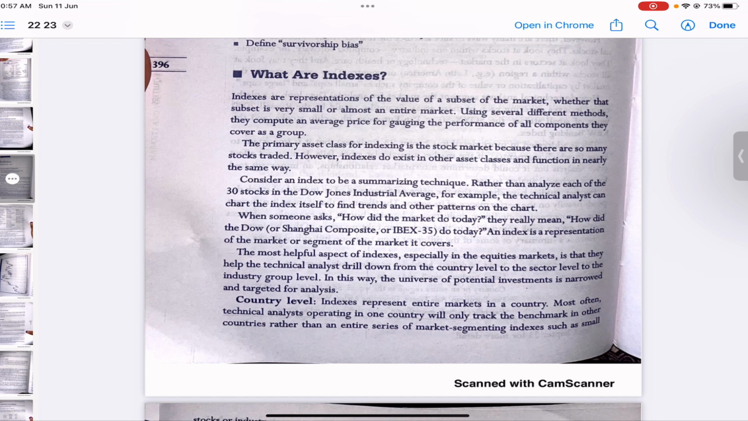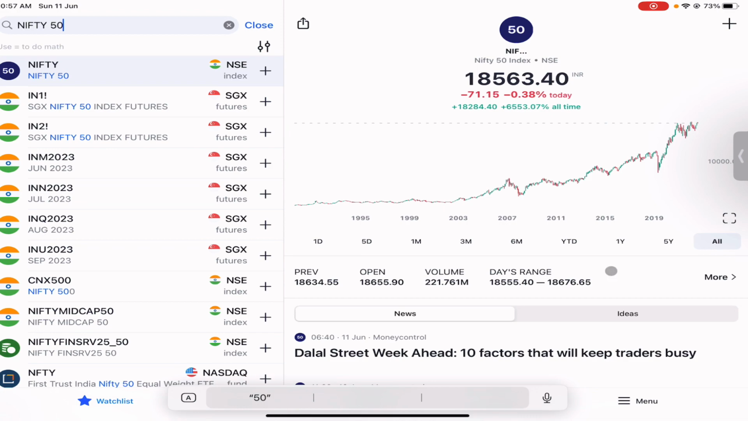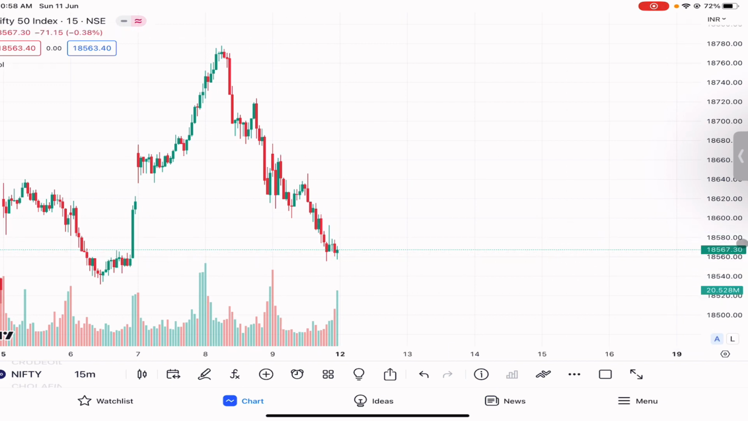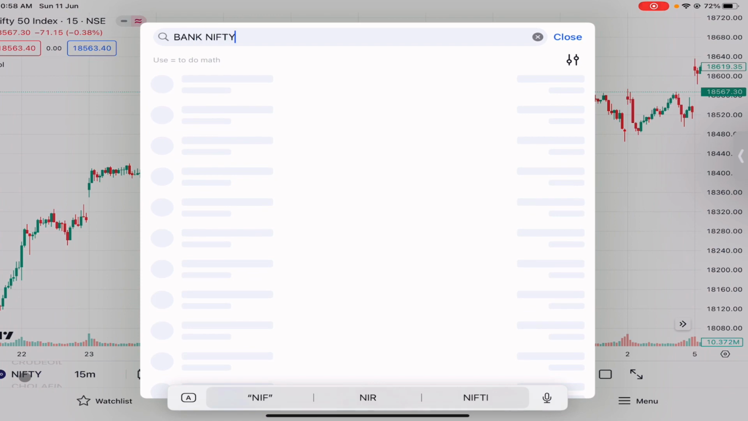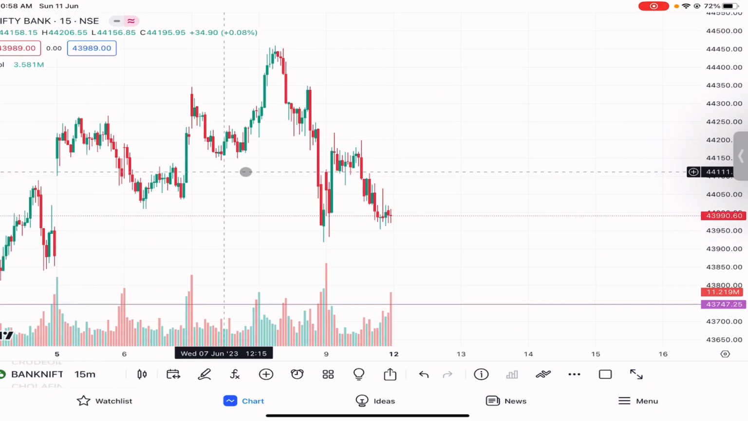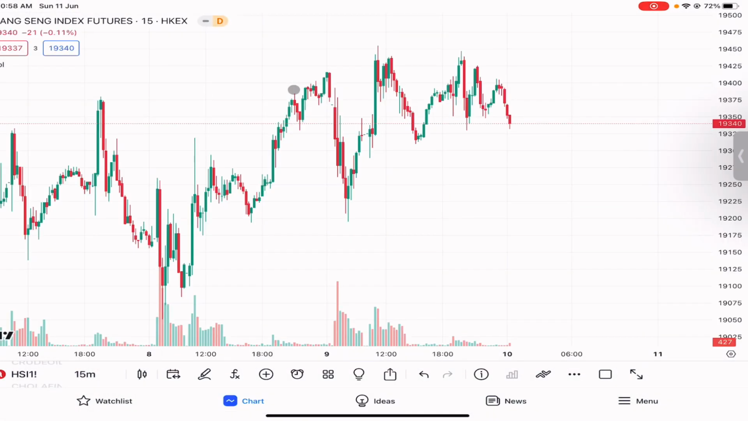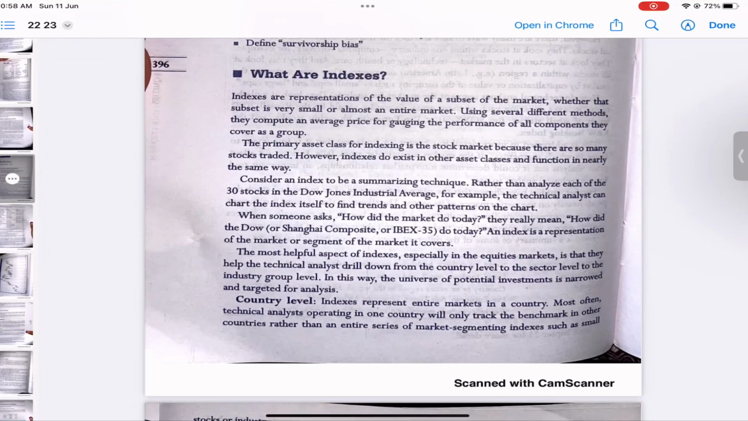So what are indexes? Indexes are representations of the value of a subset of the market, whether the subset is very small or almost an entire market. If you talk about the Indian index, we have various indices. The 50 top companies of India are represented using the Nifty 50 index. You can see the value of the Nifty 50 right now is about 18,567. This is one of the Indian indices. We also have an index for just the bank stocks, the banking stocks of India. The Nifty Bank is another index. And this is Hang Seng, the Hong Kong index. So we have various indices for different countries, and it basically gives you an overview of the market of that particular area.